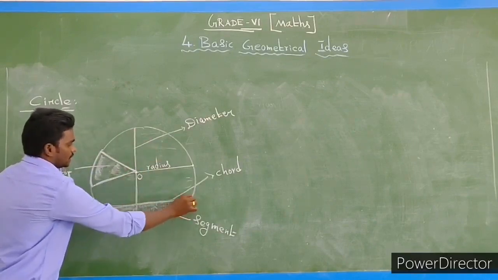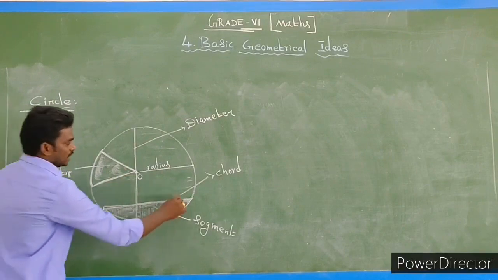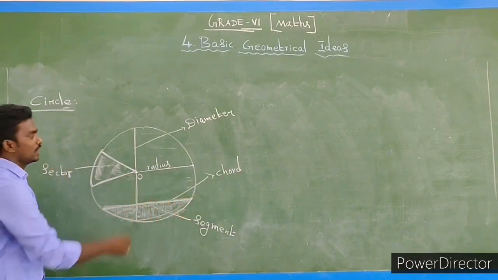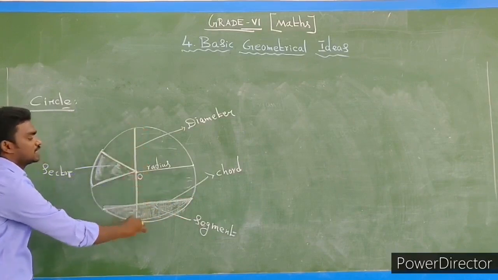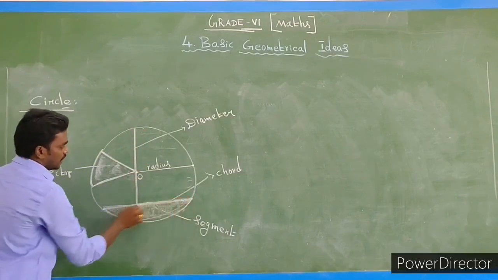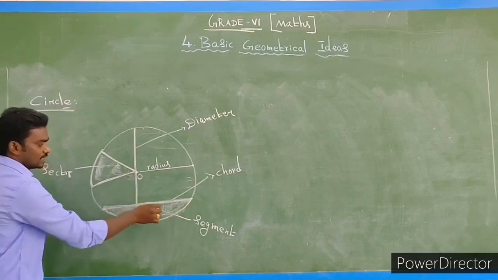Any two points on the circle joined: what is that? A chord is a line segment joining any two points of the circle. And what is the diameter? Diameter is the longest chord of the circle. And the region between this chord and this arc is called a segment.